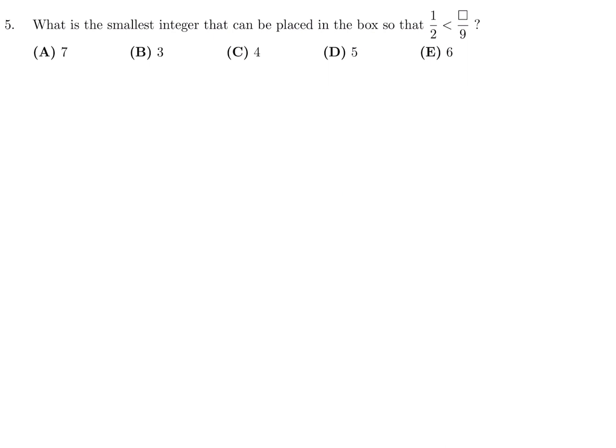What is the smallest integer that can be placed in the box so that 1/2 is less than box over 9? Well, let's see. This has to be greater than 1/2. So obviously, whatever goes in here has to make this greater than 1/2. I don't really know how else to explain that. So let's try. If I put a 4 in there, 4 over 9 is less than 1/2. So obviously, I've got to put a 5. And that's really it. Number 5, the answer is D.